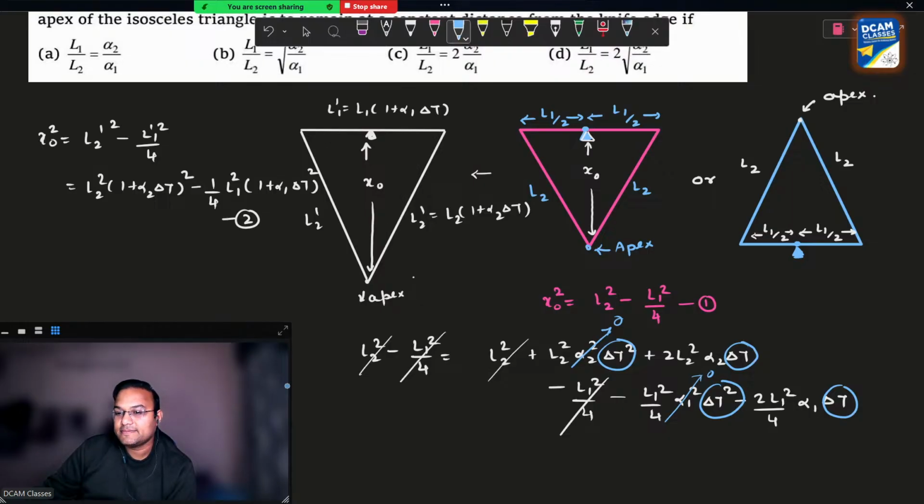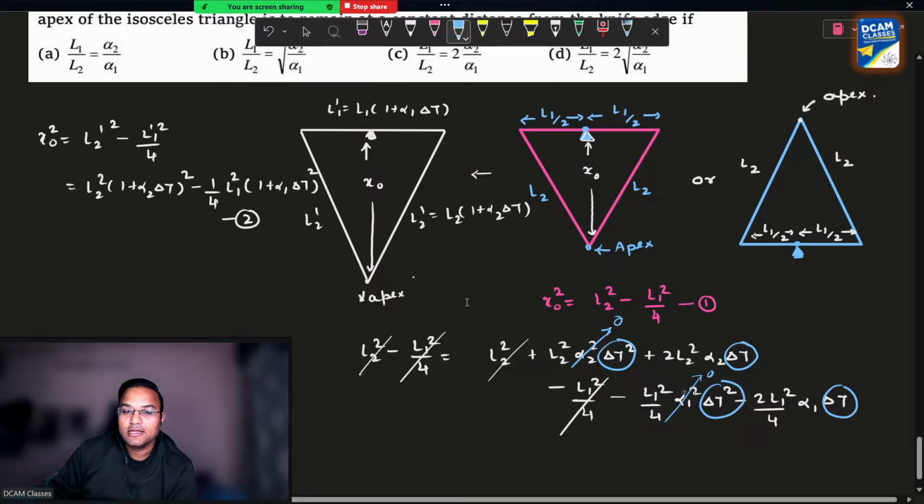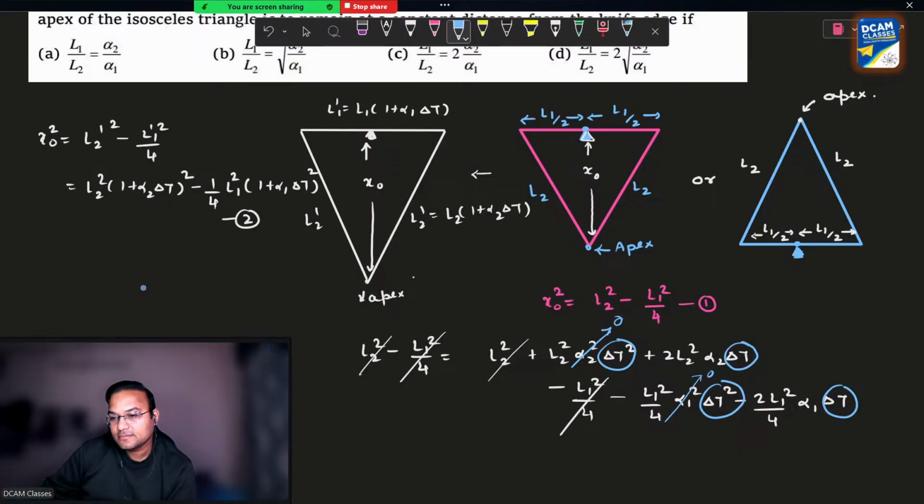They took alpha delta t square is equal to 0, because alpha is very small. That approximation you have to use. Then you'll get the answer.